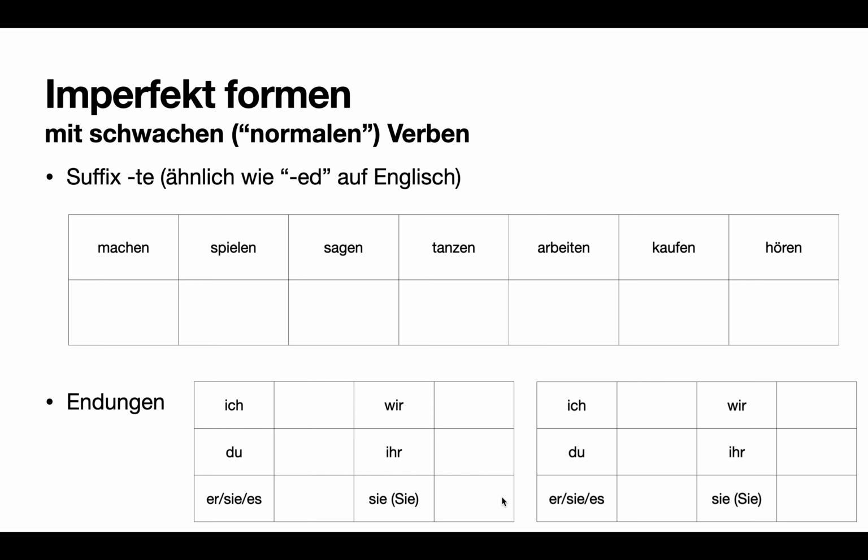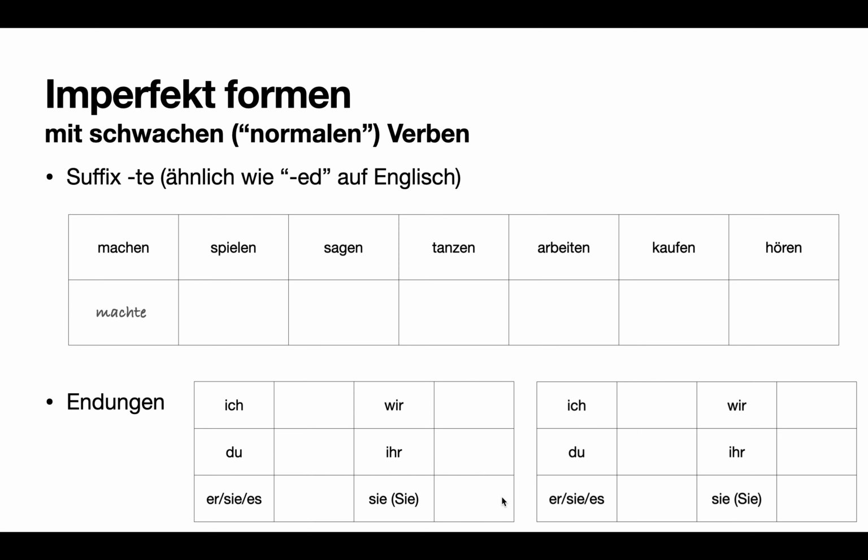Wie formt man das Imperfekt? How do you make it? Mit schwachen oder normalen Verben benutzt du das Suffix te. There's a spot for you to take notes on this in your Google slide. Ähnlich wie das Suffix ed auf Englisch. Zum Beispiel mit machen sagst du stattdessen machte. So the regular form is machen. You put the suffix te on the verb stem to make it machte.